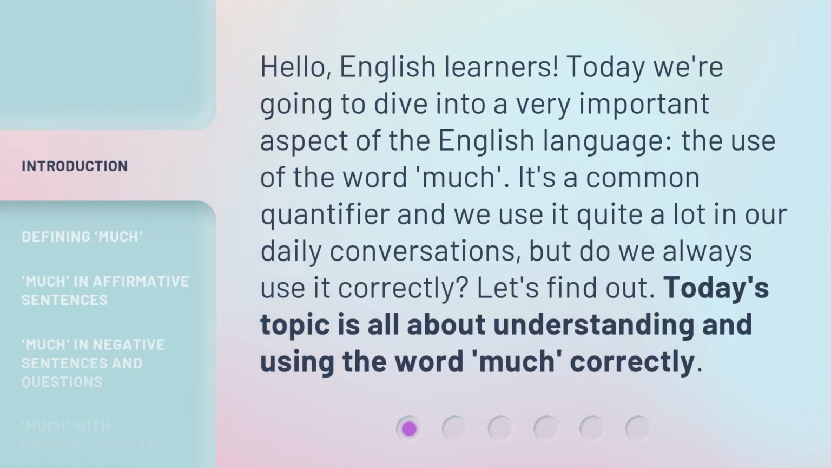Hello, English learners. Today we're going to dive into a very important aspect of the English language, the use of the word much. It's a common quantifier and we use it quite a lot in our daily conversations, but do we always use it correctly? Let's find out. Today's topic is all about understanding and using the word much correctly.